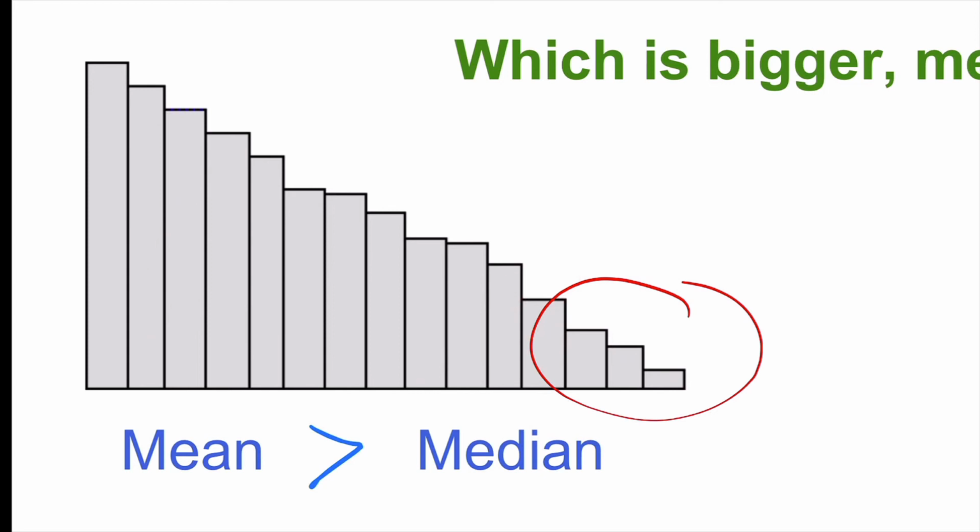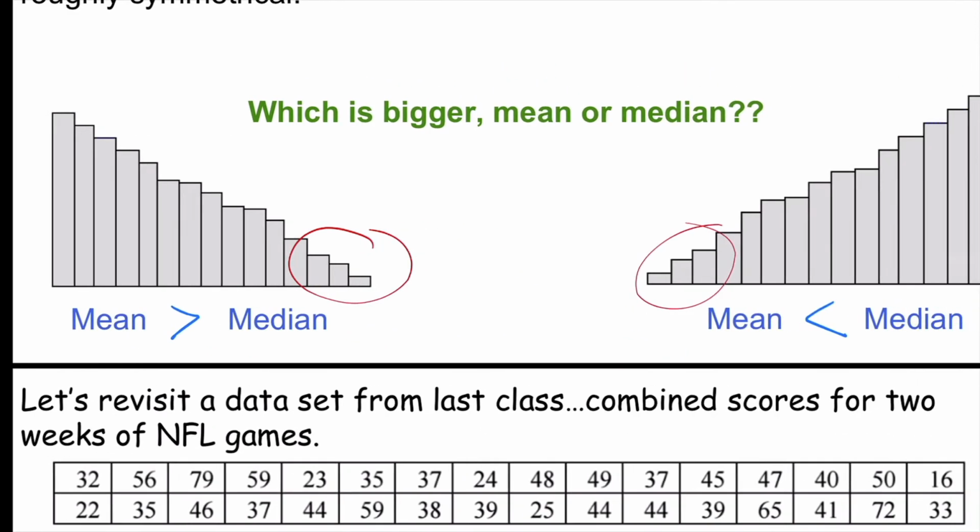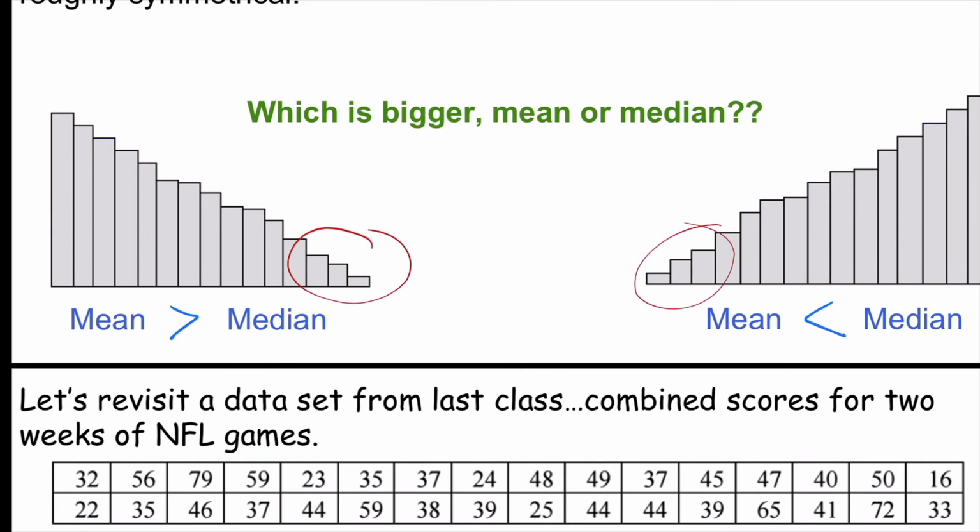Okay. All right. So one big thing, the mean wants the extremes. To be extreme, there can't be a lot of them. Okay. How about this?